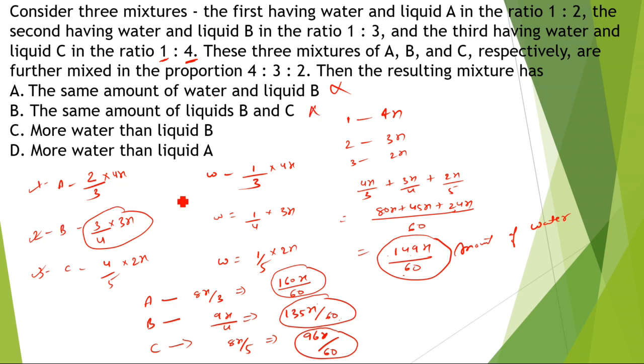More water than liquid B. So water is 149x by 60 and liquid B is 135x by 60. So compare. So this 149x by 60 is greater than the liquid B. So this option is correct. More water than liquid A. So liquid A is 160x by 60 and water is 149x by 60. No, here liquid A is more. More water than liquid A is wrong. So the third option is the correct one. More water than liquid B. So option C is the correct one.